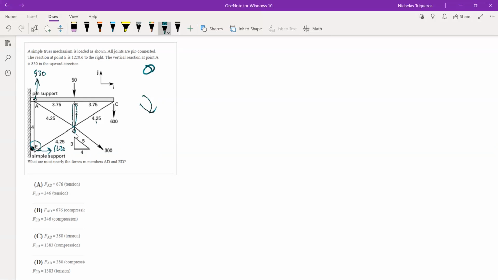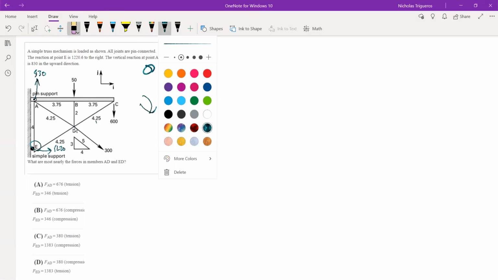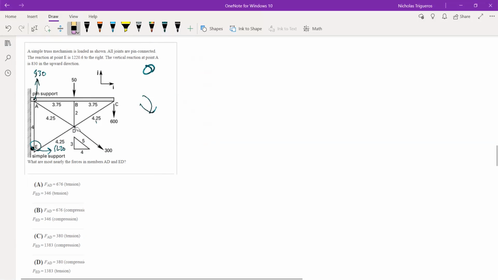And if this moves downward, what happens to these two, AD and ED? There's a D here. Point D moves downward, and that should put some sort of tension in AD, especially because you have a force moving in the opposite direction. Yes. So AD should be in tension and ED should be in compression then.